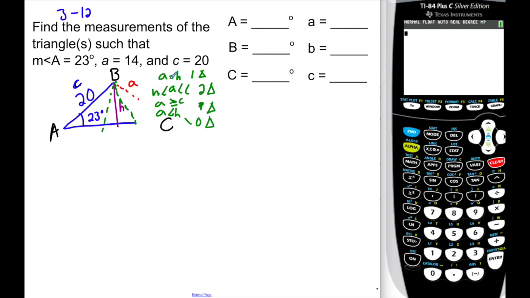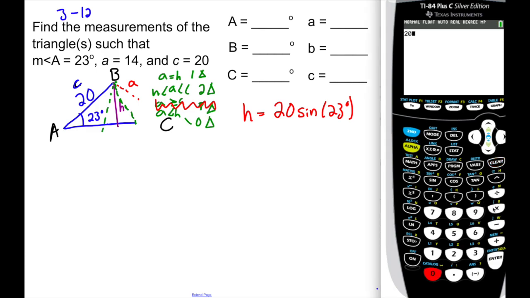So let's see what happens. So far we know that A is definitely, we can see, 14, C is 20. It's not this. So let's go ahead and see if we can figure out H. So the height of this triangle will be equal to, here's 23, it's going to be equal to 20 sine of 23. And if you don't know how I got that, think about the fact that sine of 23 has to equal the opposite, H, over 20, and think about how I'd get H alone.